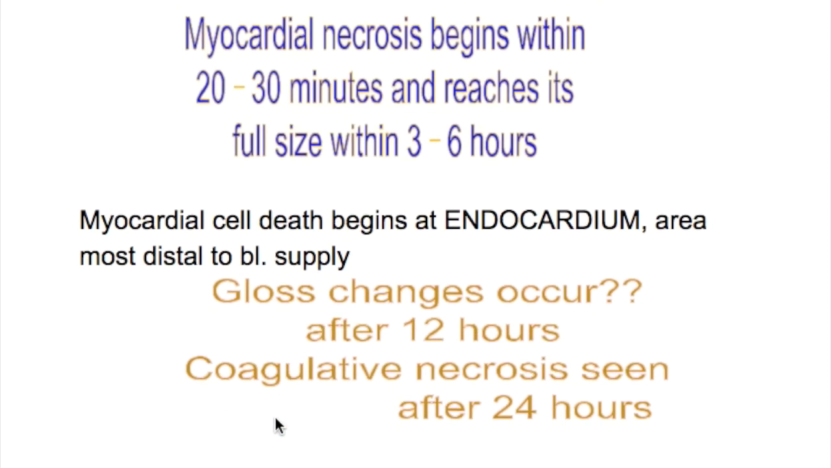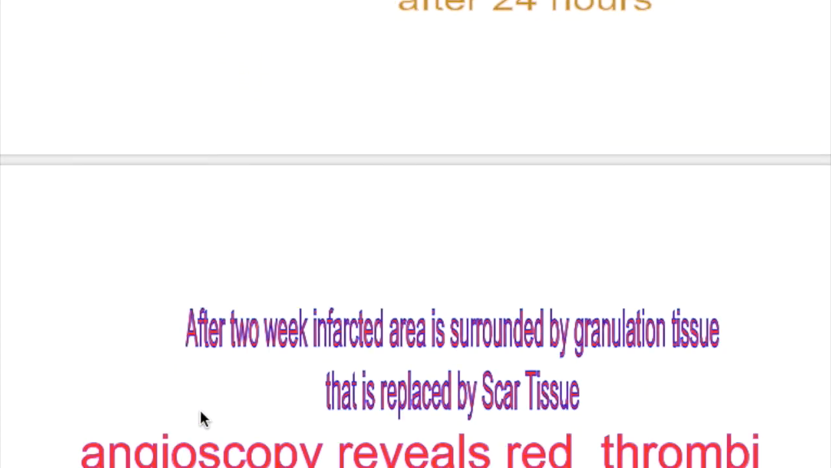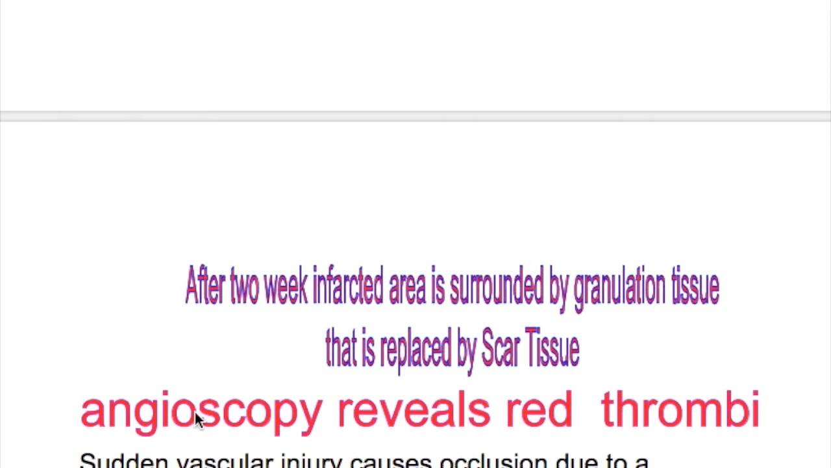And what about the gross changes and what type of necrosis occurs? The gross changes occur after 12 hours and coagulative necrosis is seen after 24 hours. And after 2 weeks, the infarcted area is surrounded by granulation tissue that is replaced by scar tissue. Sudden vascular injury causes occlusion due to a detached mural thrombus. What happens when sudden vascular injury causes occlusion due to a detached mural thrombus?